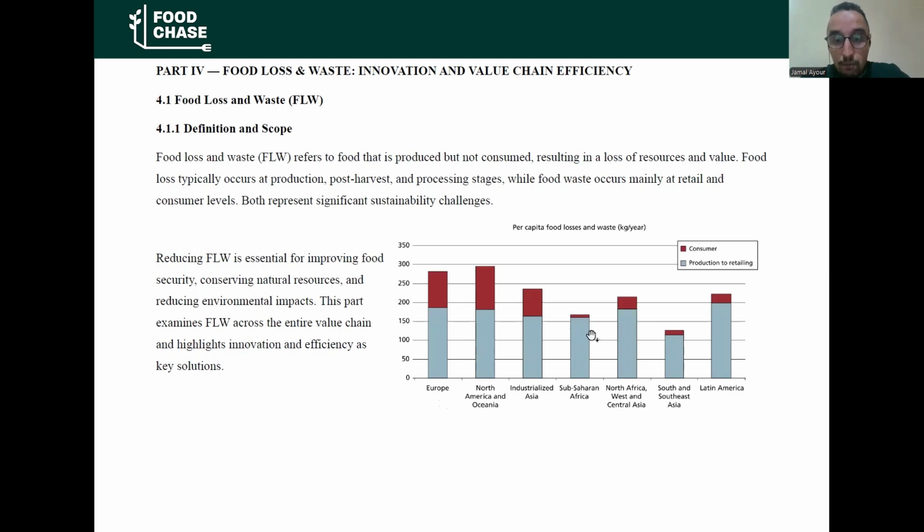So you can see that in big countries such as North America, we have big consumers, and it's the same for Europe, with production, retailing, and important reduction. So this question of food loss and waste is across the entire value chain and highlights innovation and efficiency as key solutions for this type of industry.